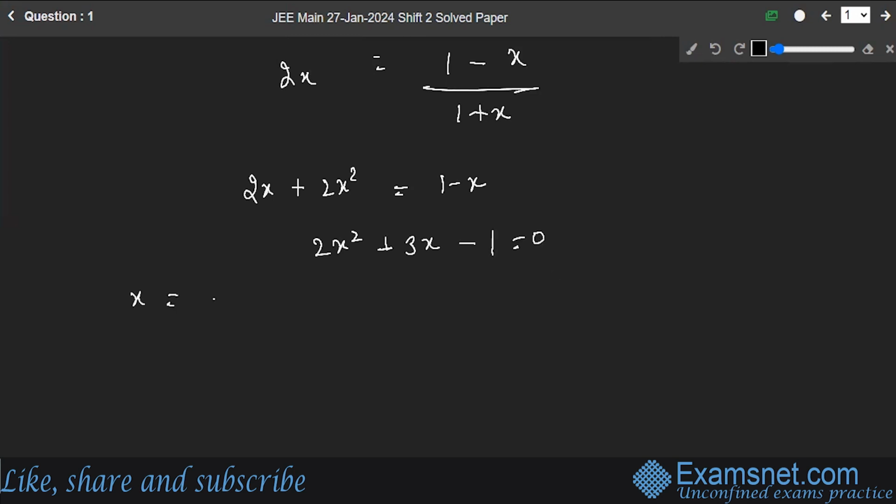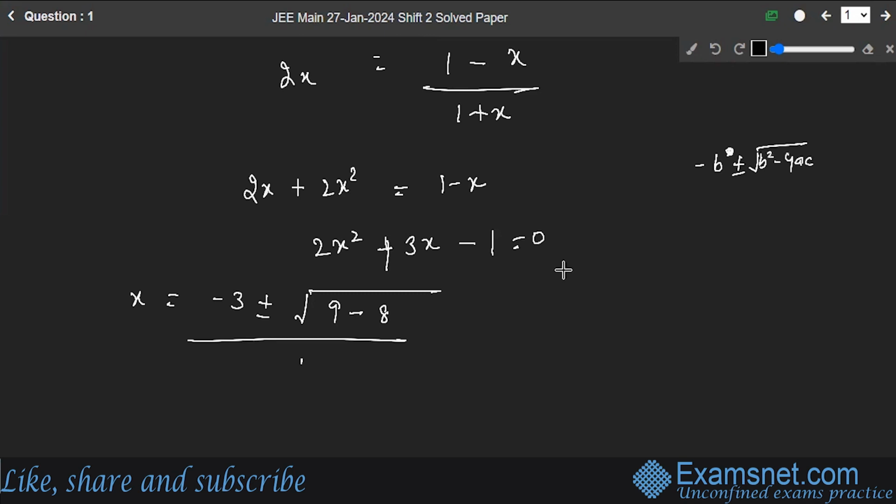Applying the quadratic formula, you have x is equal to minus b plus minus root of b squared minus 4ac, upon 2a. Here b squared is 9, and minus 4ac will be plus 8, because minus 4 is here, right? So this will be equal to minus 3 plus minus root 17 upon 4.